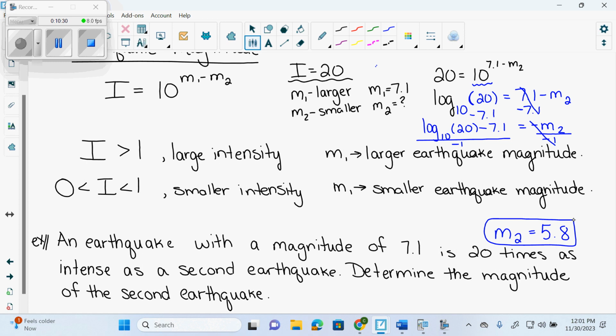Did everyone get that? You have to go log 20 divided by log 10. Hit enter. Minus 7.1. Hit enter. Yeah, which is 5.8.